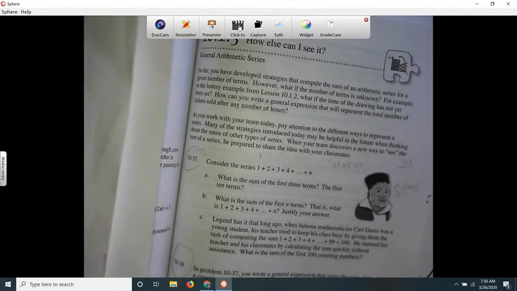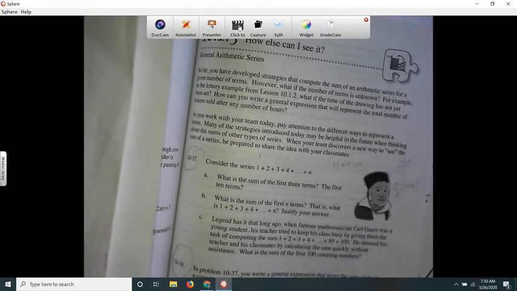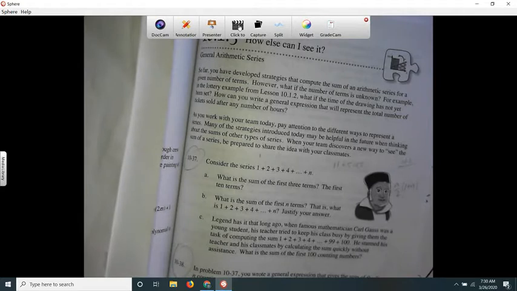It says, so far you've developed strategies that compute the sum of an arithmetic series for a given number of terms. However, what if the number of terms is unknown? For example, in the lottery example from lesson 10.1.2, what if the time of the drawing has not yet been set? How can you write a general expression that will represent the total number of tickets sold after any number of hours?